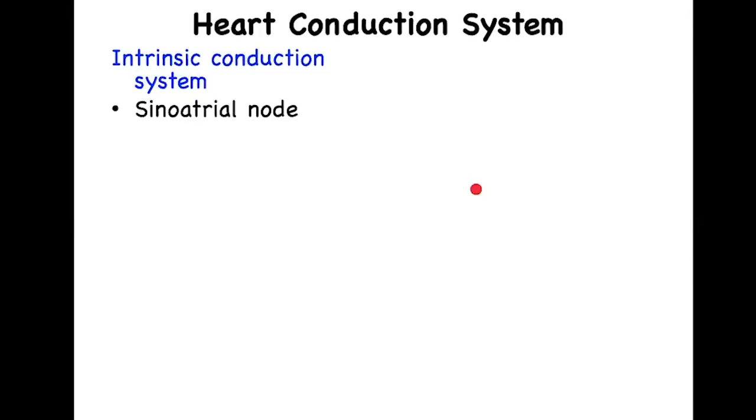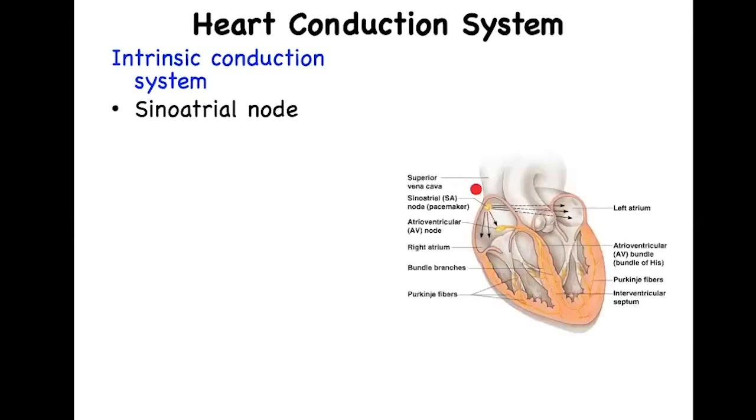Let's take a look. The sinoatrial node is going to be located adjacent to where the superior vena cava empties into the right atrium. This node consists of pacemaker cells. When they fire, the action potential is transmitted to the next step along the intrinsic conduction system, as well as over to the left atrium. So throughout the right atrium and then over to the left atrium.